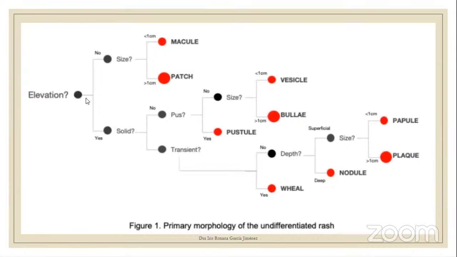Then we can get, for example, elevation, size. No elevation, we consider the size. Could be a macule or a patch. Easy to catch. If it's solid, we say yes. If it's transient, we can say yes, it could be a wheal, or no, depth. We can check if it's superficial or deep. If it's deep, it's a nodule. If it's not deep, we get the size, a papule or a plaque. Easy to catch, just for practicing, maybe to find a way to memorize all of these situations, right?